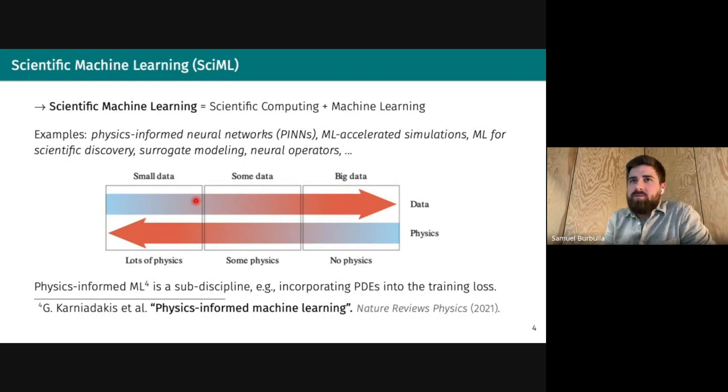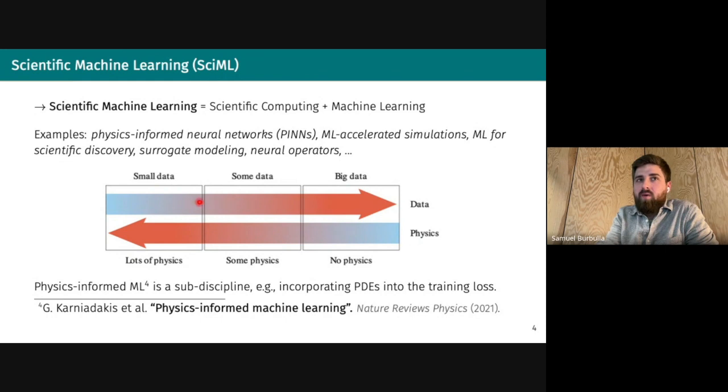But we can also use machine learning for scientific discovery. For instance, take data and try to derive mathematical models using symbolic regression or similar methods to discover new fundamental laws. But it's also interesting for surrogate modeling, where one part of this is neural operators, what we will talk about today. But all of these methods are kind of on this axis.